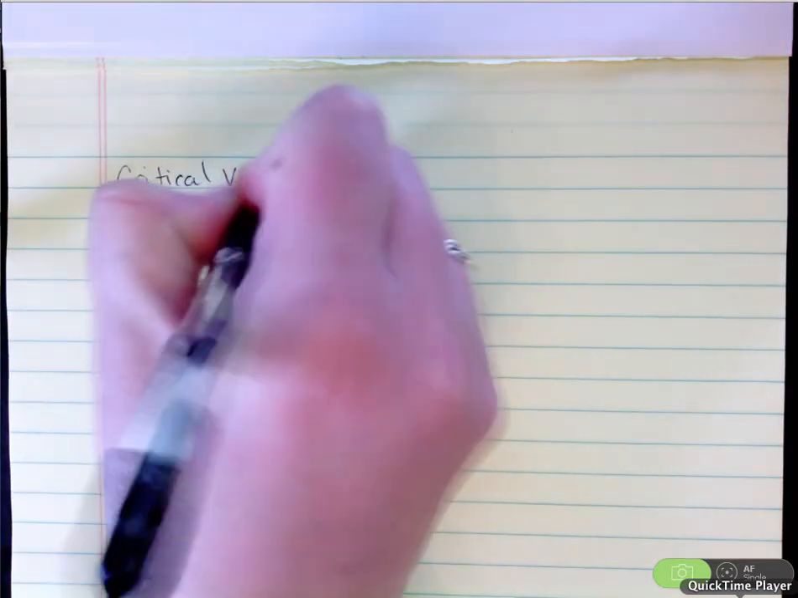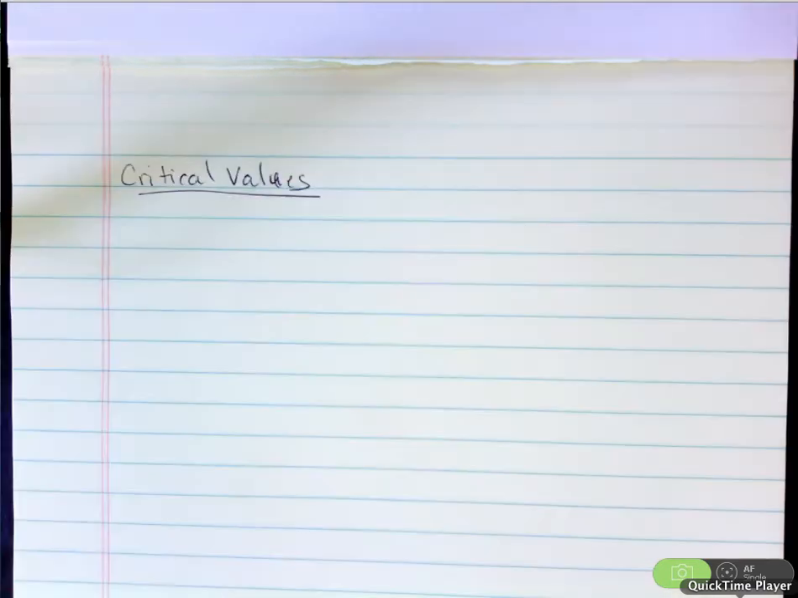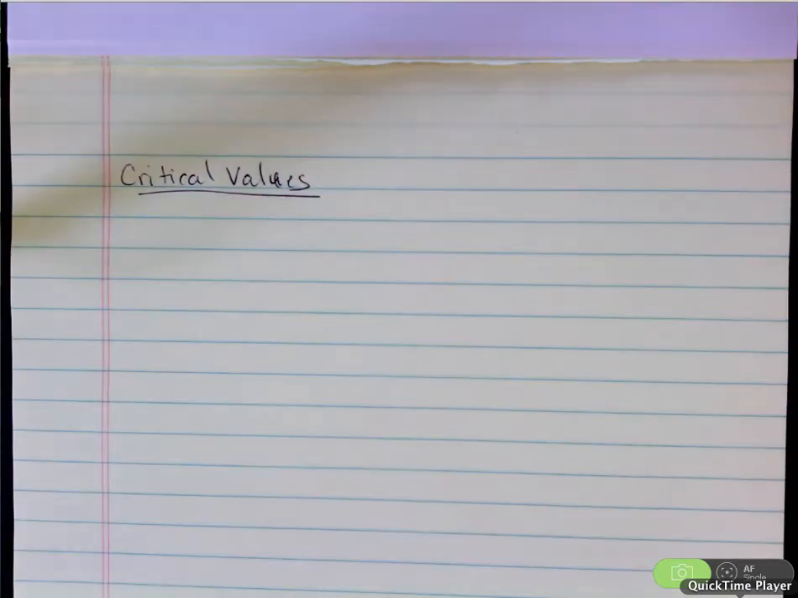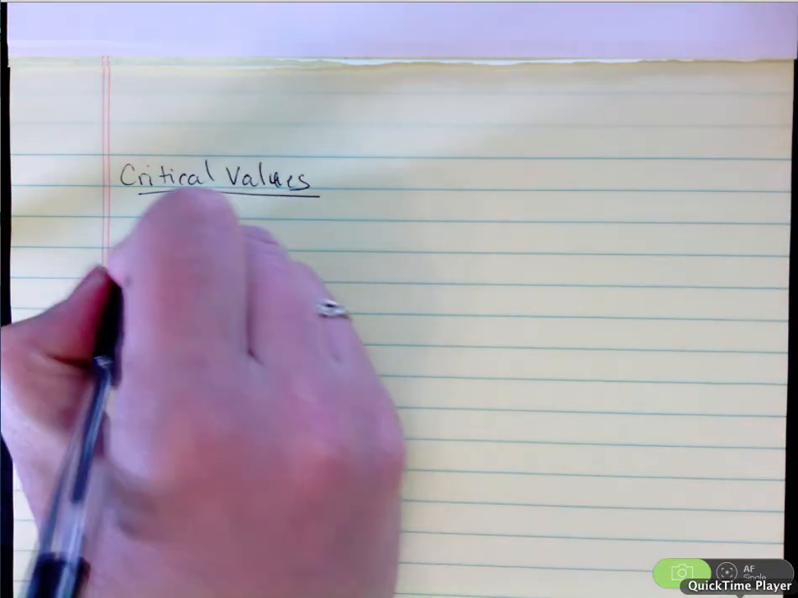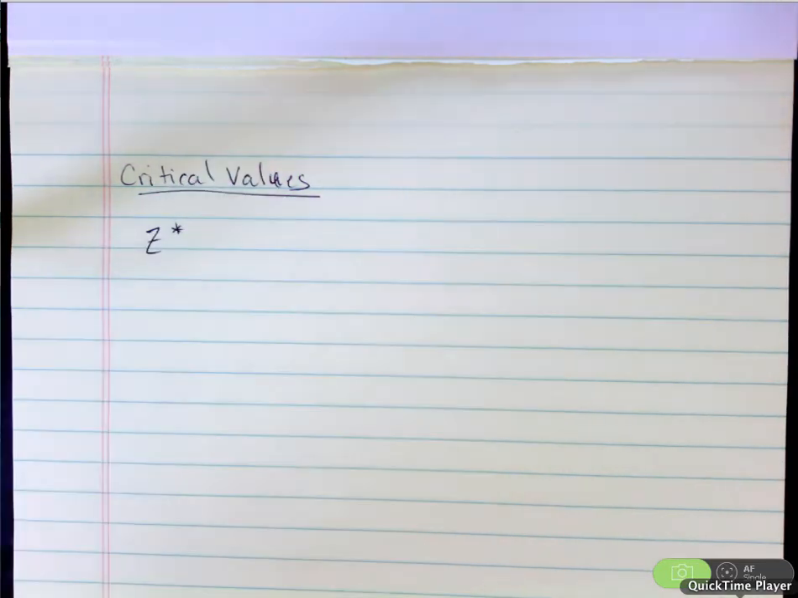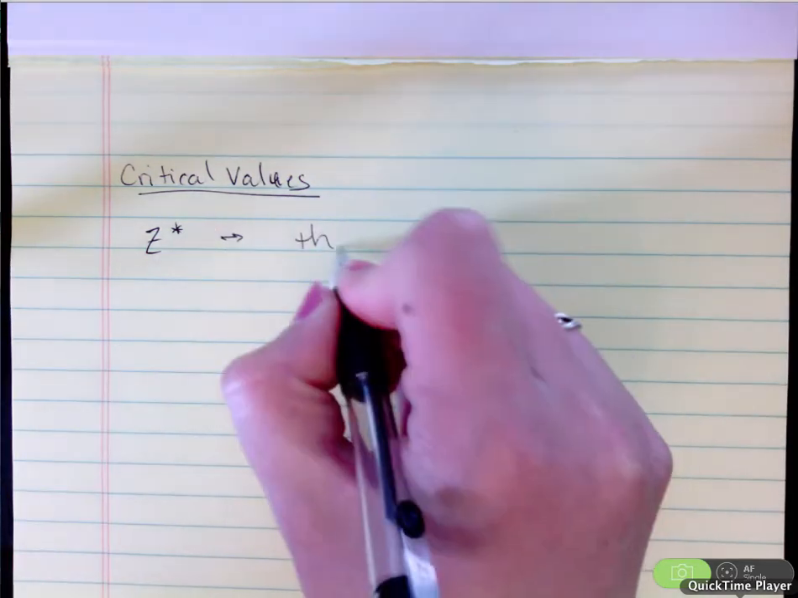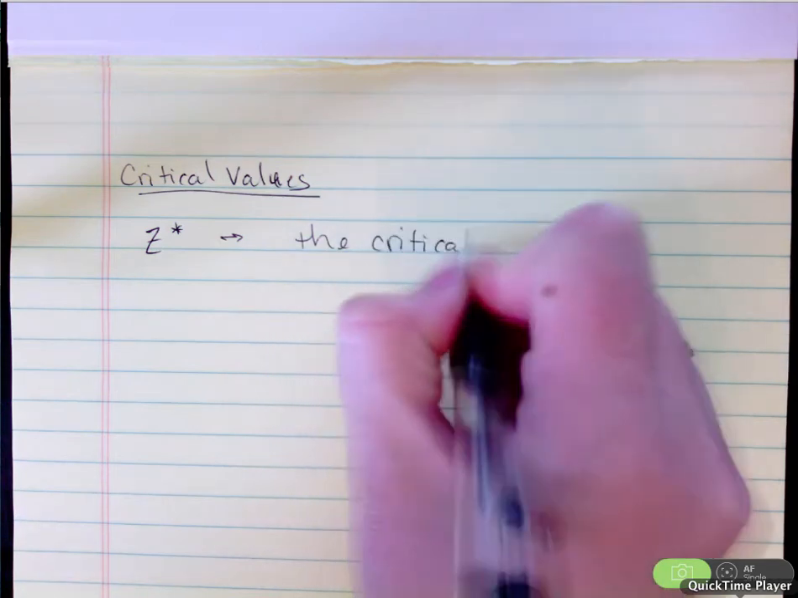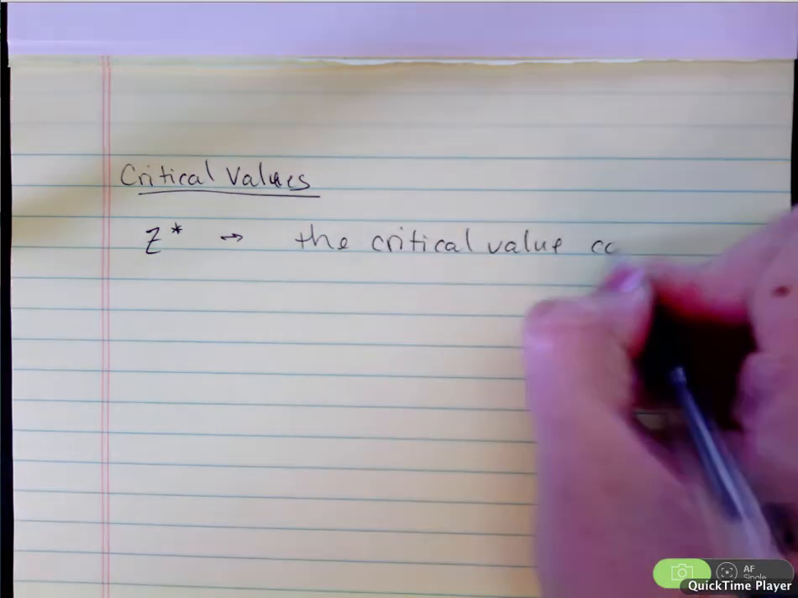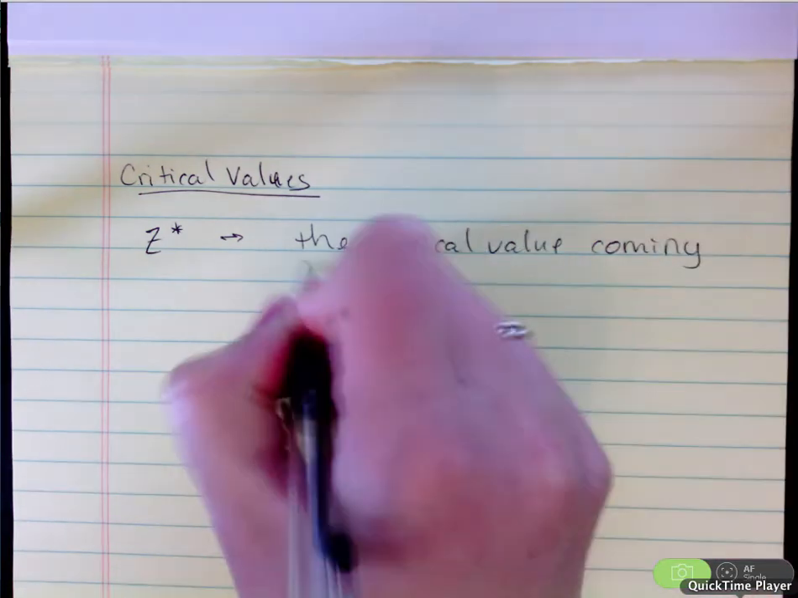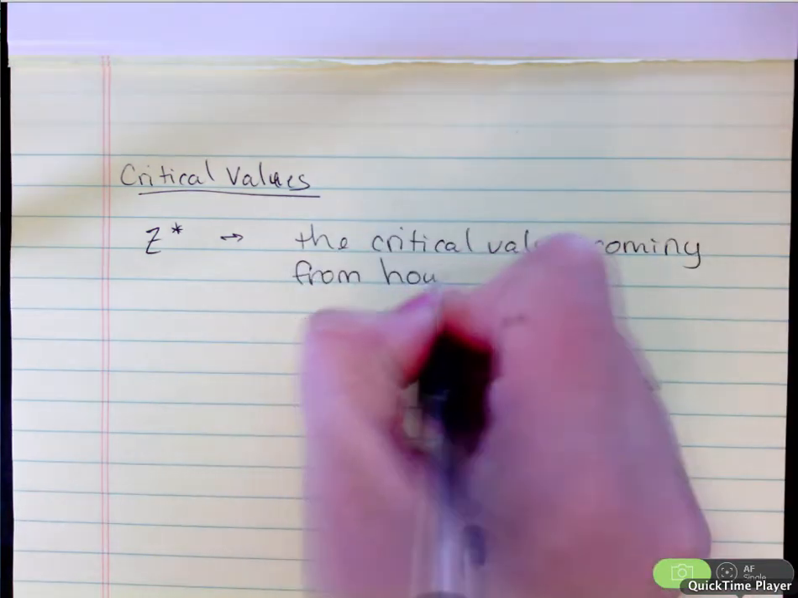Okay, everybody, what we're going to look at in this video is something called critical values. Specifically, we're going to look at something called the z-critical, and we denote that by z with a little star. And this z-critical is the critical value coming from how confident we want to be.